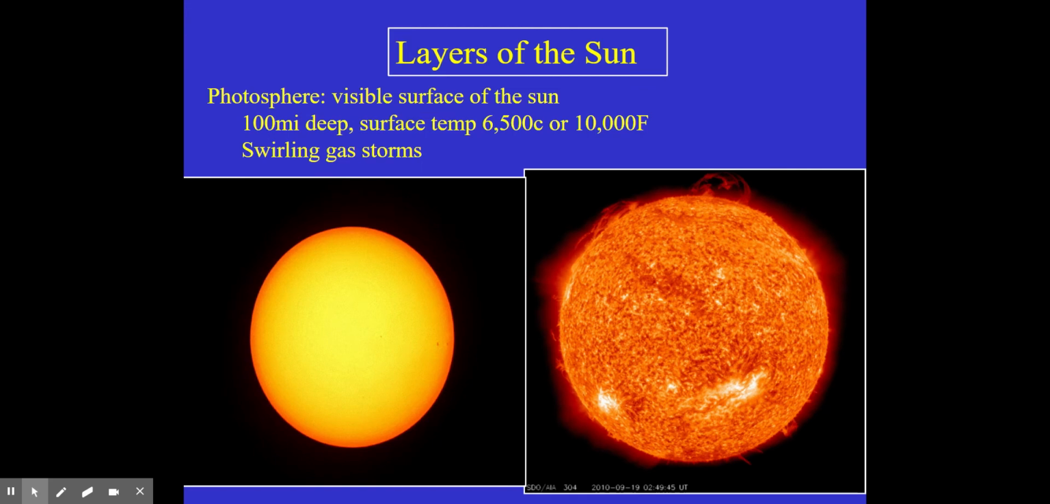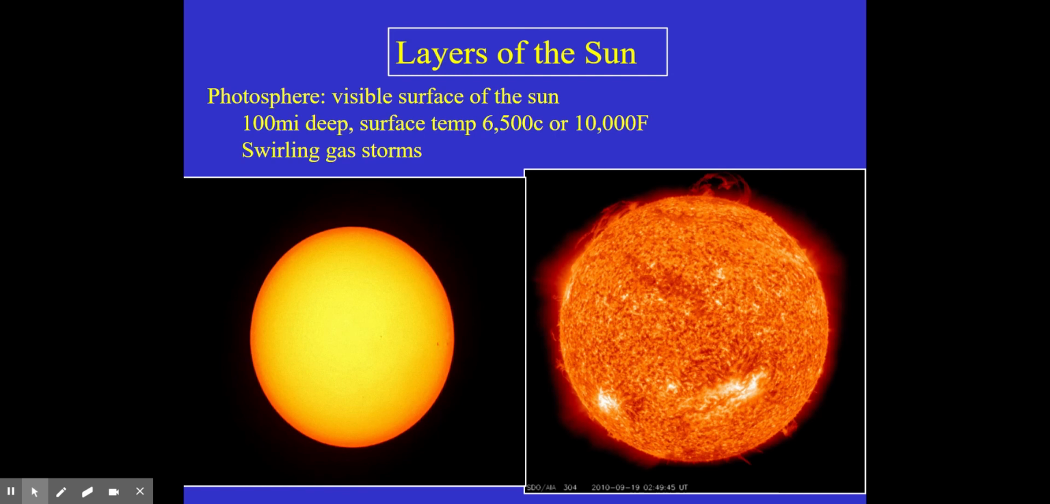The photosphere, that's the actual surface of the sun. If you were to take a solar filter and look at the sun, you would see the picture on the left. You would see that nice smooth surface. If you add some other filters to your lenses, you can actually see the picture on the right, where you can see those storms and turbulent areas on the surface of the sun.